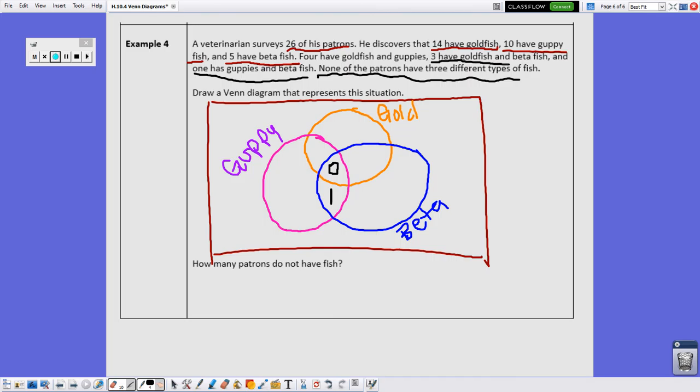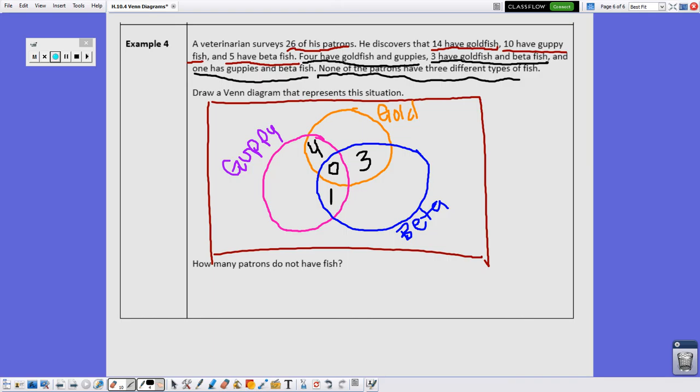3 have gold and betta. Since there's a 0 in the middle, we don't need to account for anything in the center there. But 3 have gold and betta. So we go to our gold betta overlap and we write a 3. And then it says, okay, 4 have gold guppy. So we go to the gold guppy overlap and we write a 4. And now we filled in all of our overlaps. So we need to find out how many are only guppy owners, only gold owners, and only betta owners.